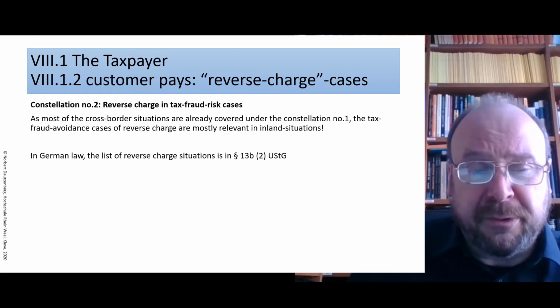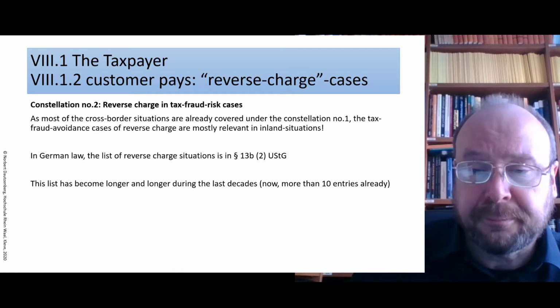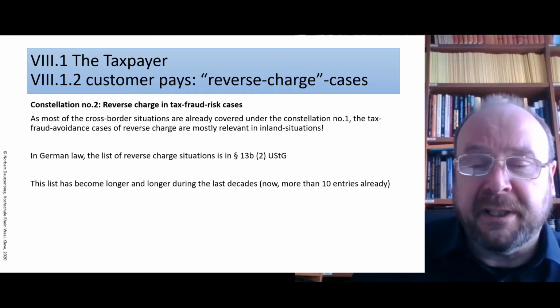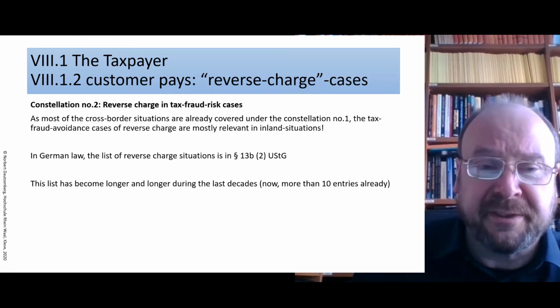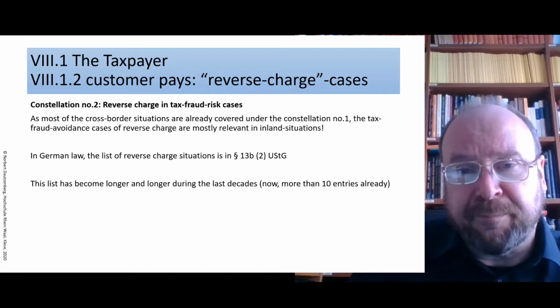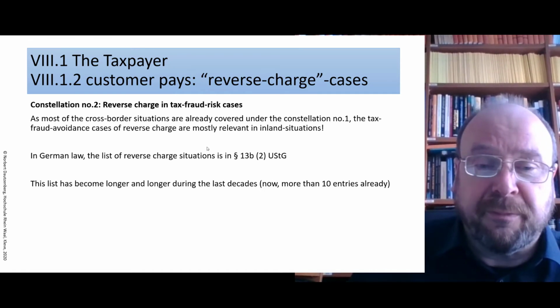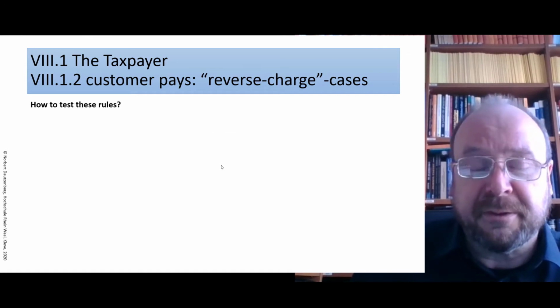In German law, you can find the list of reverse charge situations in 13b2. The list has become longer and longer during the last decades. It began with a very small list and is now more than 10 entries, and every 2 or 3 years, another entry comes on top. So reading that every time is important.